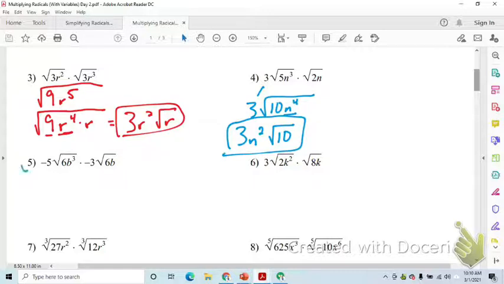Now, I'm going to do number 5 because you see 2 negatives. We haven't worked with that in a while. What is negative 5 times negative 3? It's negative 15. Thank you very much. And then this will be the square root of, I'm going to go ahead and multiply here.